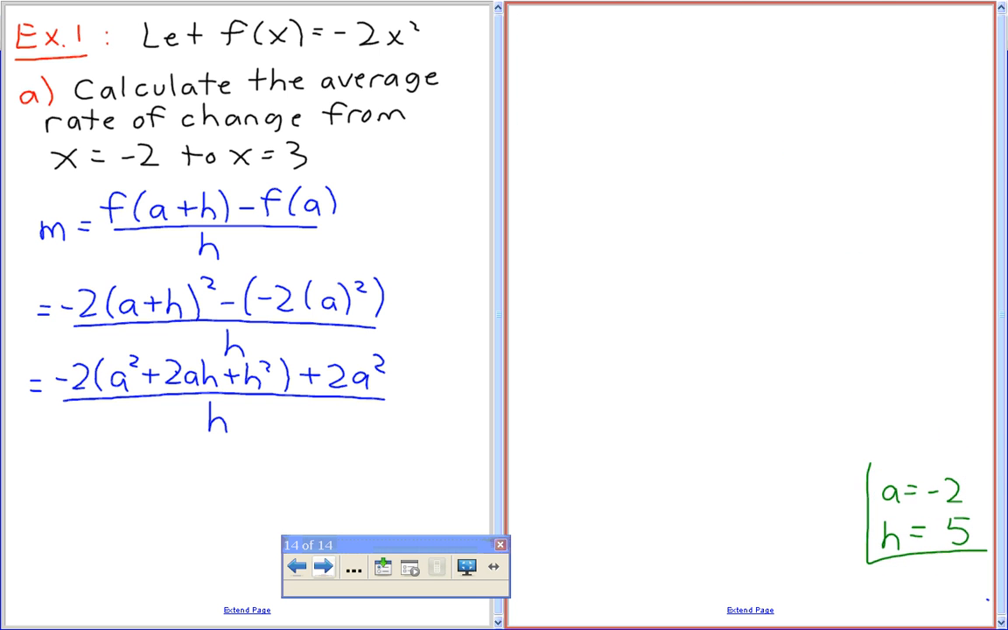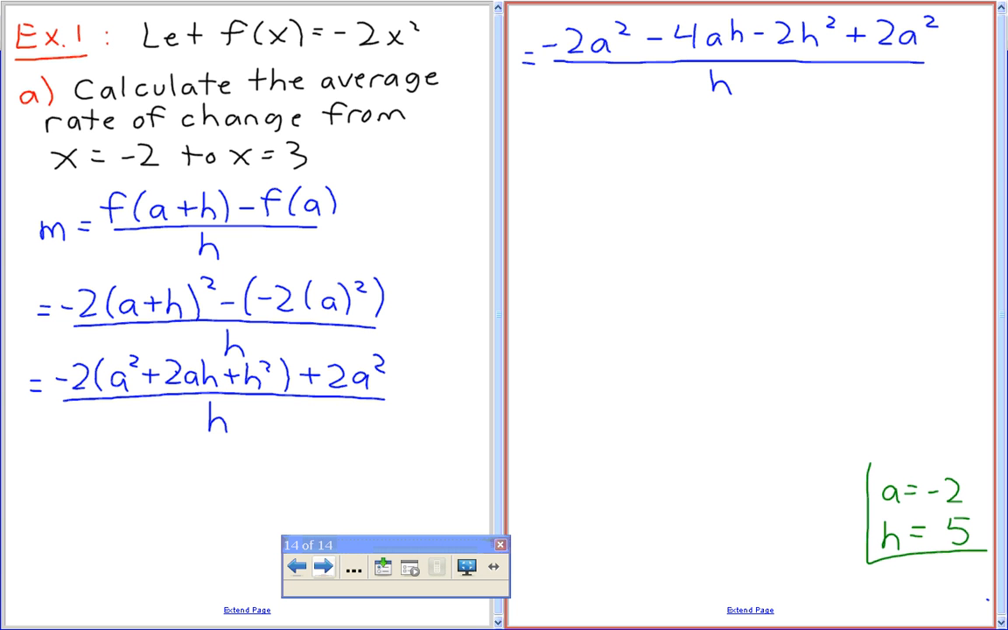You totally would. Okay. So that's going to be negative 2a squared minus 4ah minus 2h squared plus 2a squared all over h. Okay, I'm feeling wonderful about this, in fact.